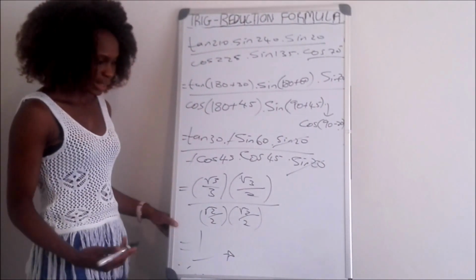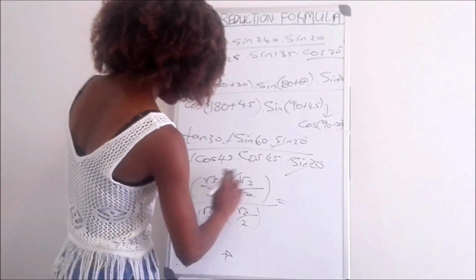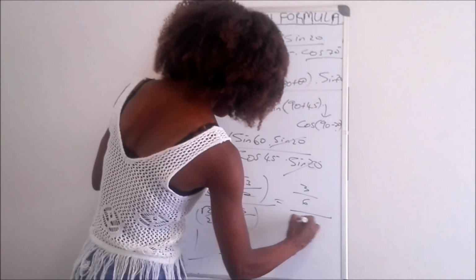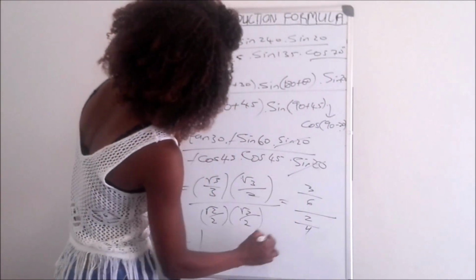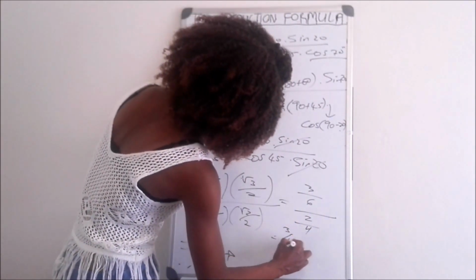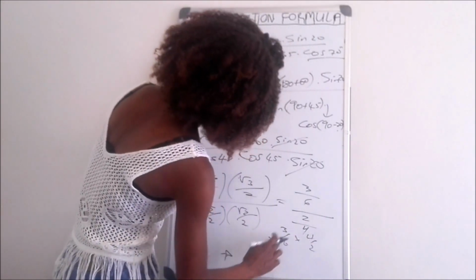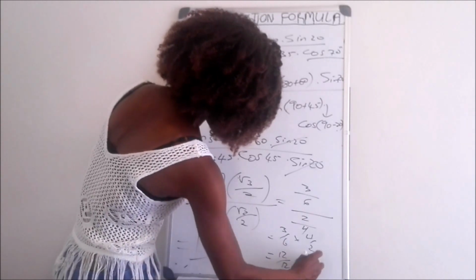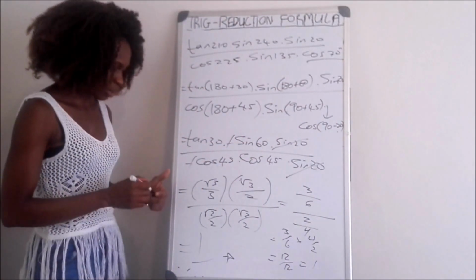Alright guys, I hope you understand this lesson more, because from here it will be 3 divided by 6, divided by 2 and 2, which is 2 divided by 4. And then it will be 3 over 6 multiplied by 4 over 2. Thus, it will be 12 divided by 12, which will give you 1. The answer is 1.